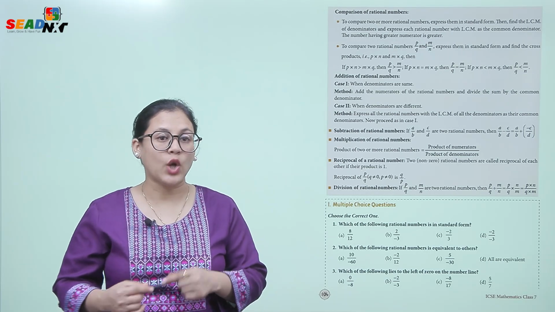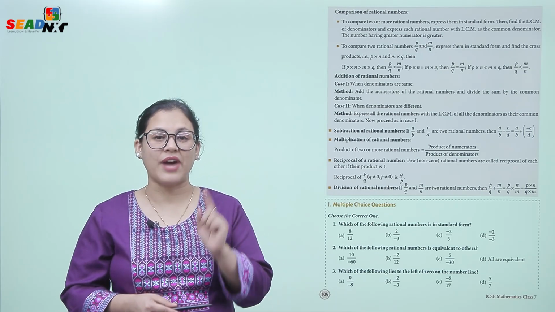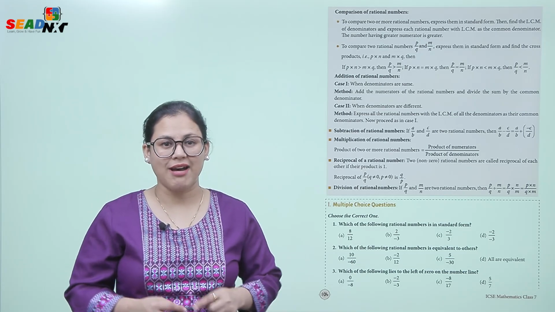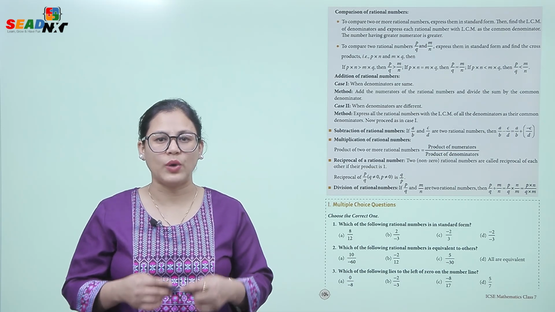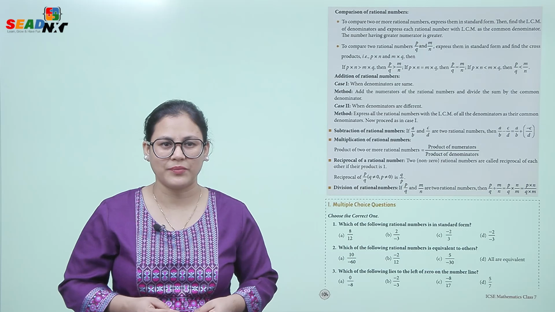Addition of rational numbers. Case 1, when denominators are same. Method: add the numerators of the rational numbers and divide the sum by the common denominator. Case 2, when denominators are different. Method: express all the rational numbers with the LCM of all the denominators as their common denominators. Now proceed as in case 1.